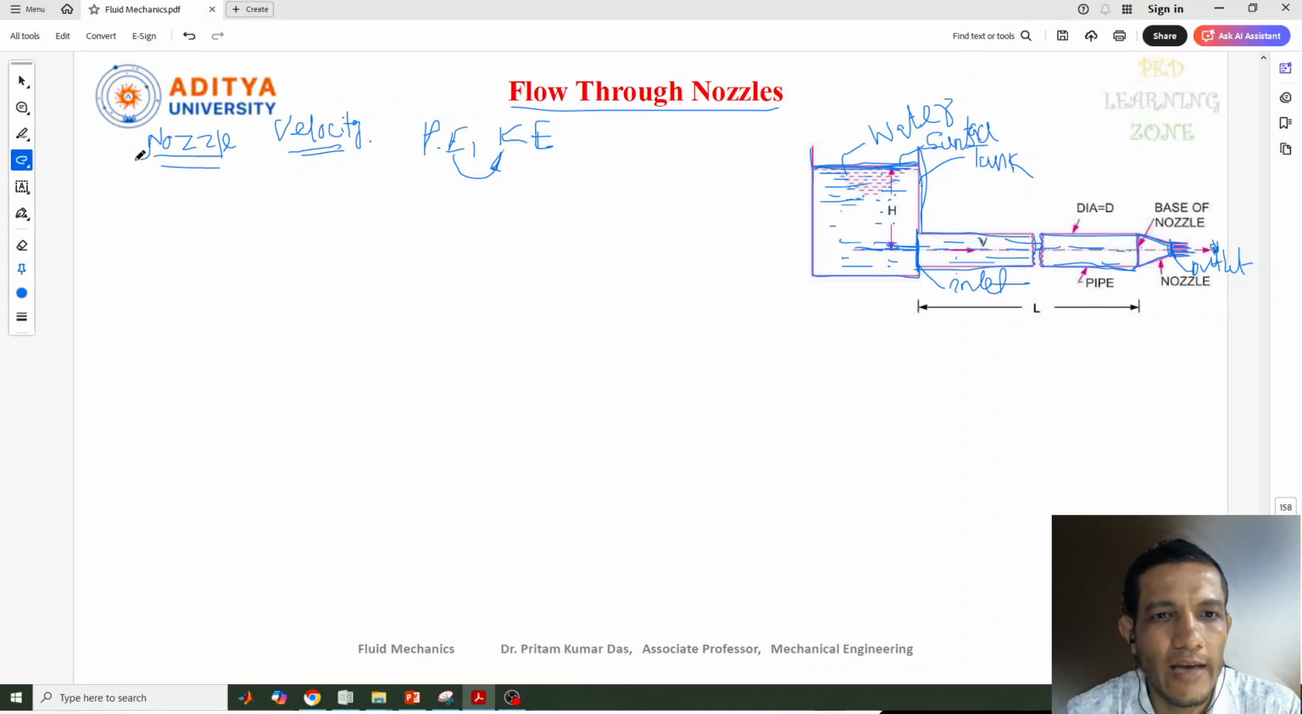So what are the applications of this nozzle? If you look at practical applications, there are many applications of nozzles.